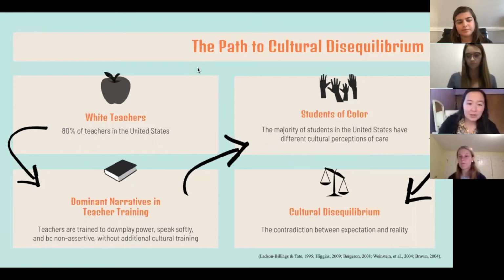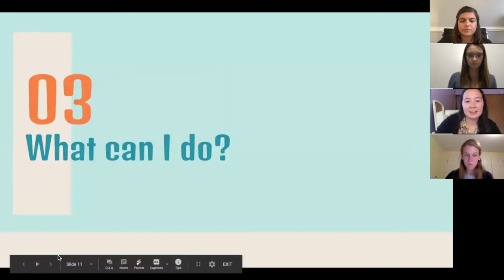Then they encounter their students of color, and they struggle because these students don't perceive that they care. They don't respond well to their management techniques because they're not culturally aligned. And then there's this cultural disequilibrium that Maddie was talking about. That's the contradiction between expectation and reality that can do a lot of really horrible stuff for motivation, for teacher burnout. And yeah, it's just not a good situation.